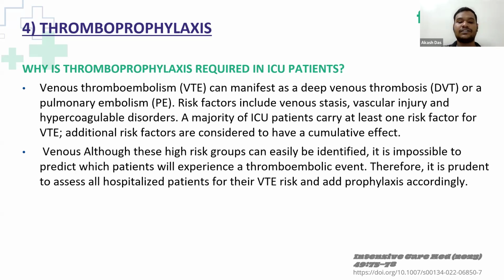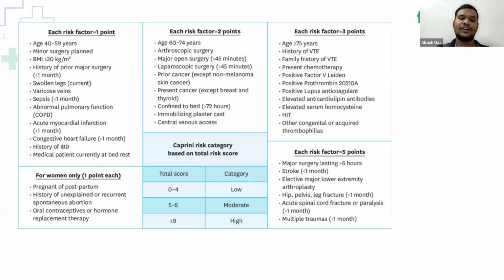Although these risk groups can be easily identified, it is impossible to predict which patients will experience a thromboembolic event. Therefore, in your ICU, whenever a patient comes, always do a VTE risk assessment and add your DVT prophylaxis accordingly. There are various risk factor assessment scales for DVT. One such assessment tool is the Caprini risk assessment tool, in which you can easily calculate based on these factors.